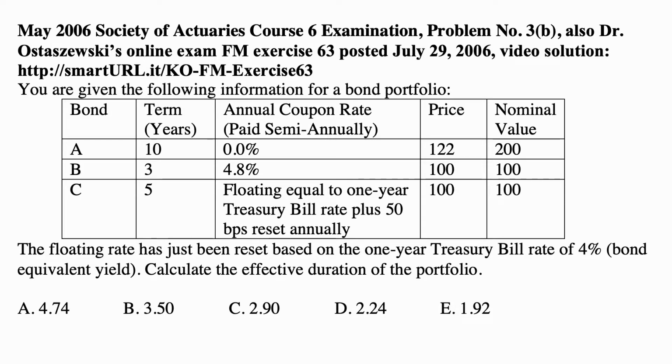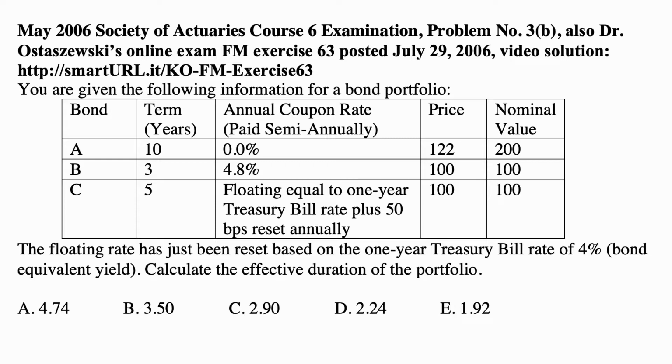For exam FM on financial mathematics, you are given the following information for a bond portfolio. Bond A has a term of 10 years, has an annual coupon rate paid semi-annually of 0. Its price is 122. Its nominal value is 200. Bond B has a term of 3 years, annual coupon rate paid semi-annually of 4.8%. Its price is 100. Its nominal value is 100.